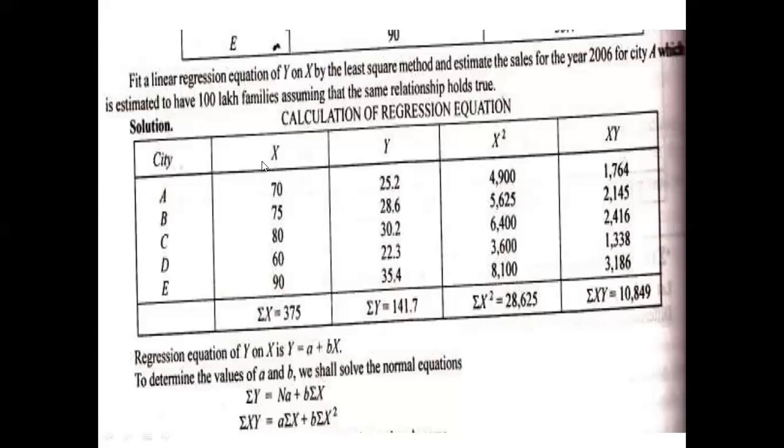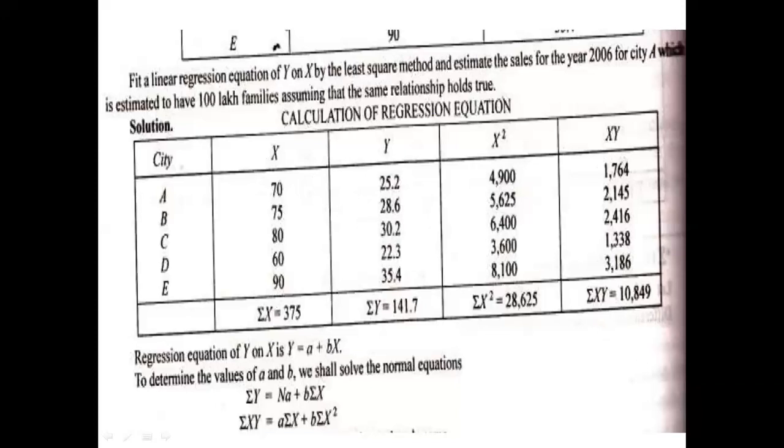Similarly, xy, multiply the value of x with the y. So here we get the value of 1764 by multiplying 70 into 25.2. Similarly, 75 into 28.6, it will be 2145. In that manner, we can calculate the value of xy. We will do again the summation of xy. We will get the value 10,840.